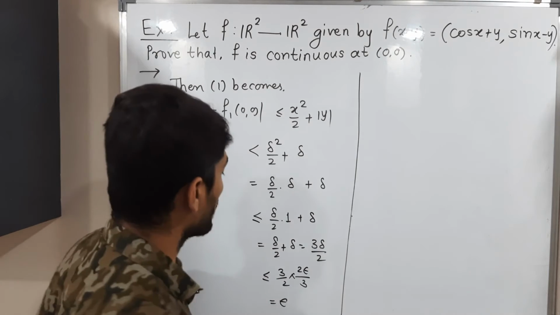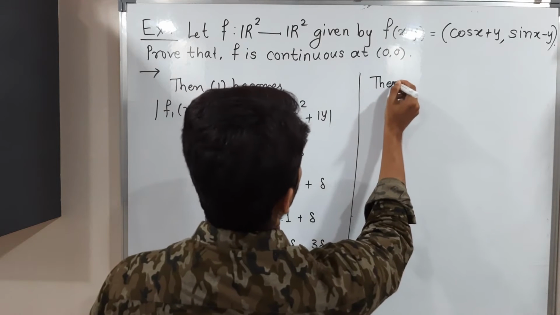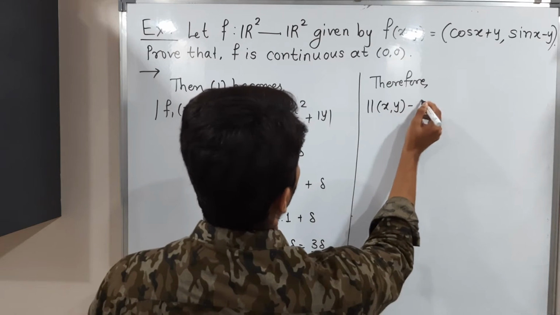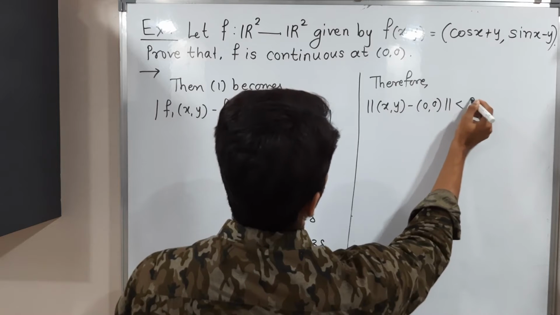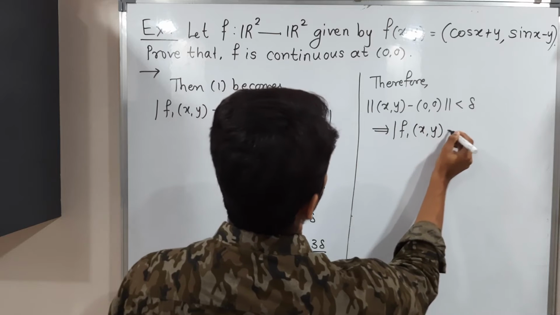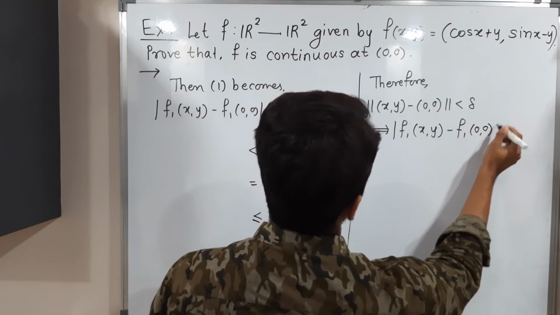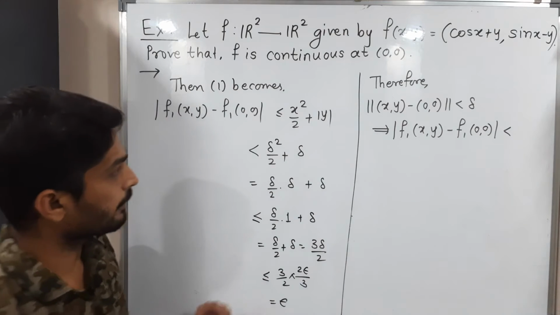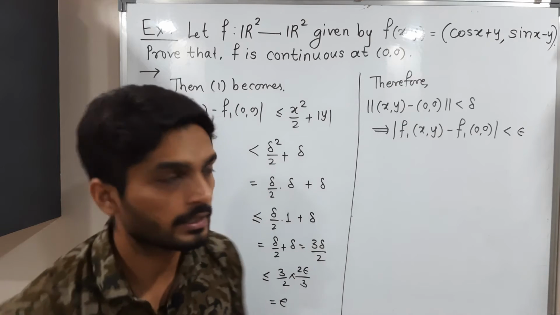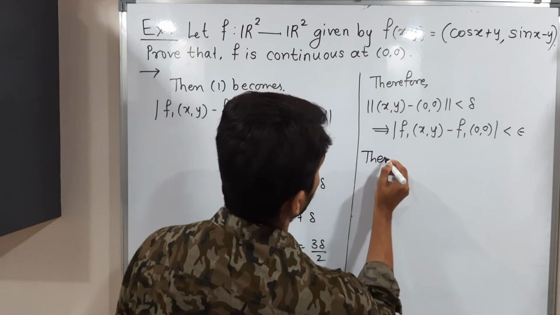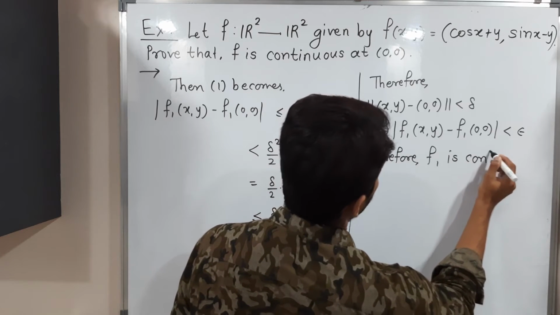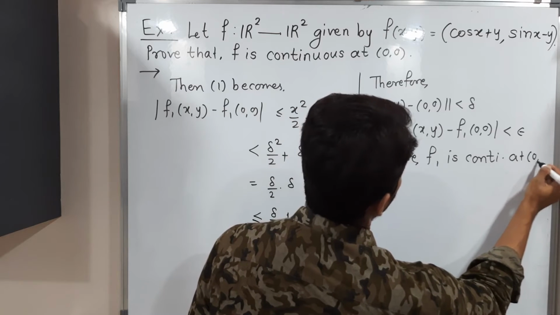Okay, so let us continue. So therefore, what can I say? Therefore, we started with what? Norm xy minus 0, 0 less than delta implies mod f1 of xy minus f1 of 0, 0 less than, less than what we have proved, it is less than epsilon. So the definition is satisfied. So that's why we can declare f1 is continuous at 0, 0. So therefore f1 is continuous at 0, 0.